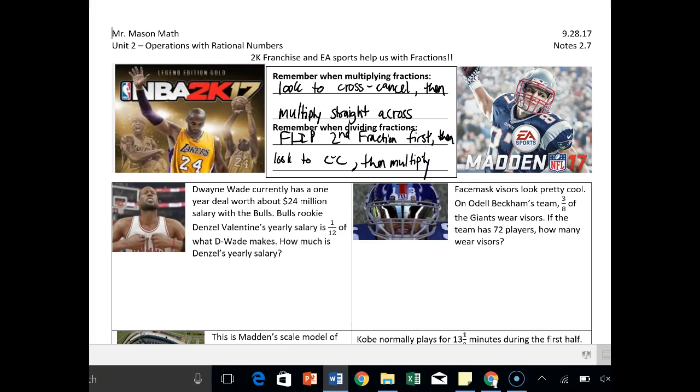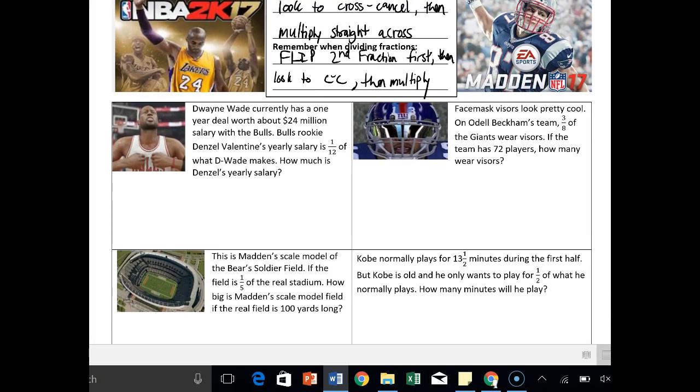All right? So, first problem, we have Dwyane Wade, who's no longer with the Bulls. That's a sad face, but he has a one-year deal worth about $24 million. Bulls rookie Denzel Valentine, his yearly salary was 1/12 of what D. Wade makes. How much is Denzel's yearly salary? So we've got this pie that's $24 million, and I want to take 1/12 of that pie, right? So that 1/12 of, we're going to be multiplying 1/12 times 24.